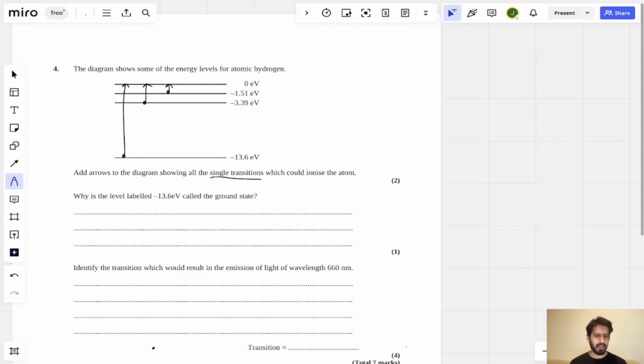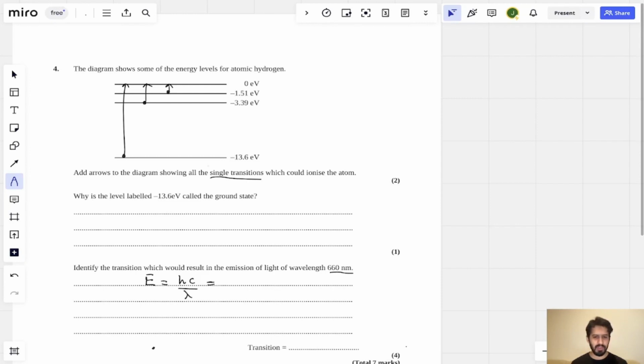The last question is, identify the transition which could result in the emission of light of wavelength 660 nanometers. Now, this is the exact same question that we solved in question 3, but I'll repeat here. First thing you want to do is find the energy of a photon that has a wavelength of 660 nanometers. So for the energy of the photon in terms of its wavelength, we have the equation hc over lambda. h is the Planck's constant, c is the speed of light, lambda is the wavelength.